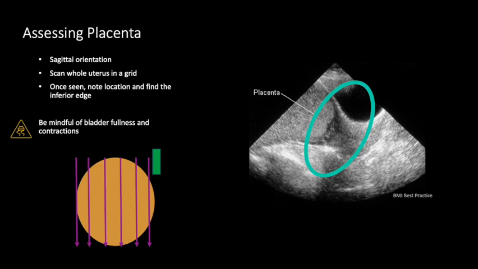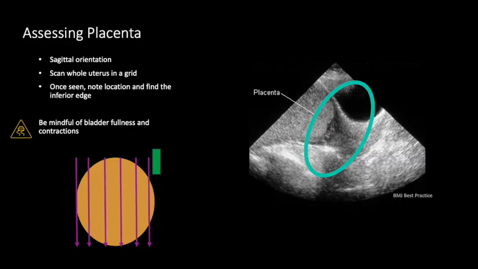Once you see the placenta, note its location and then slide your probe inferiorly to find the inferior edge. You need to verify that this edge does not come close to or overlie the cervix. And a couple of things that can trip you up here are bladder fullness and if the patient is having contractions, which can interfere with your assessment.